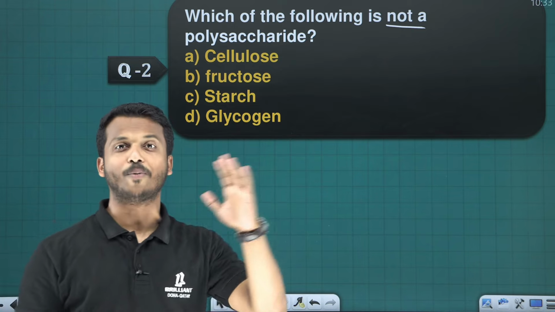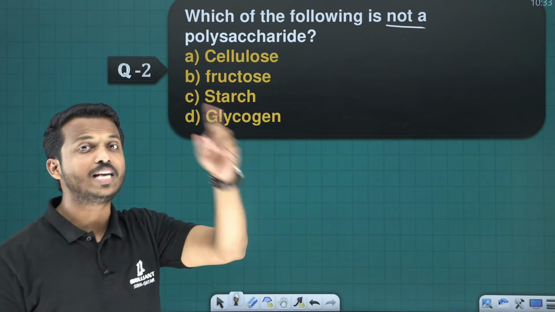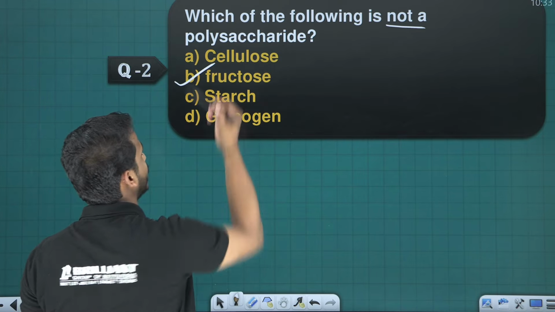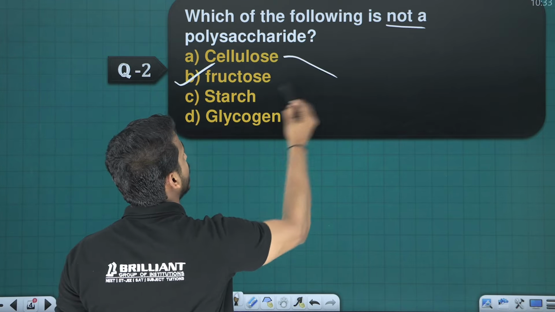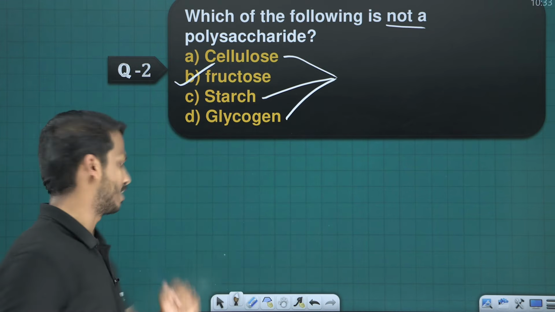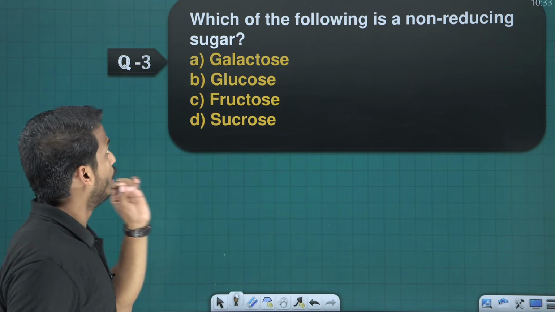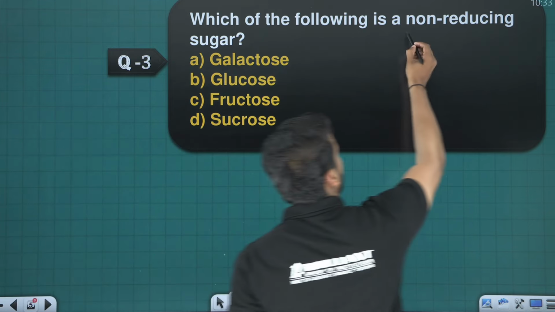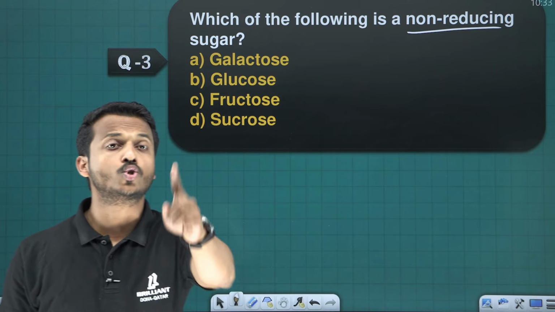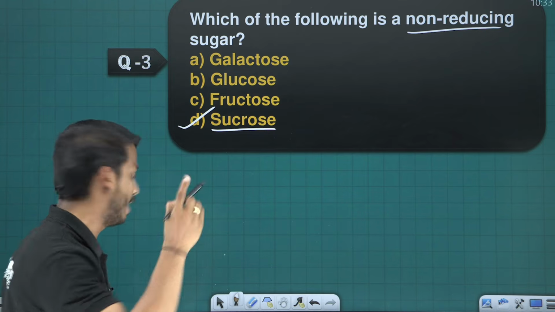Next one, which of the following is not a polysaccharide? Can you answer, my dear? Cellulose is a polysaccharide. Fructose is a monosaccharide, right? But cellulose, starch and glycogen are what? Polysaccharide, right? Question number 3. Which of the following is a non-reducing sugar? Which one? Sucrose, right? Sucrose is the non-reducing sugar we have.